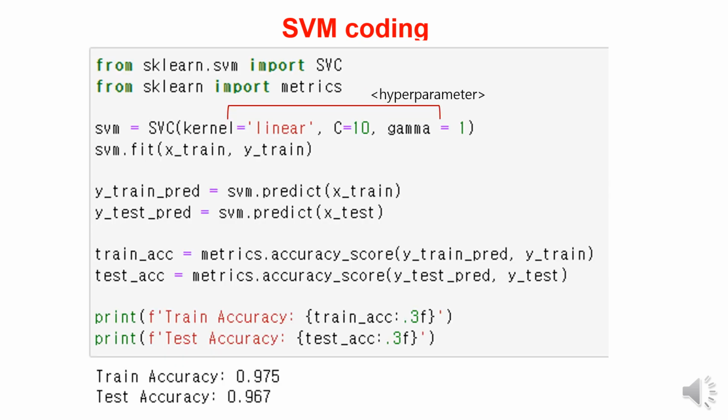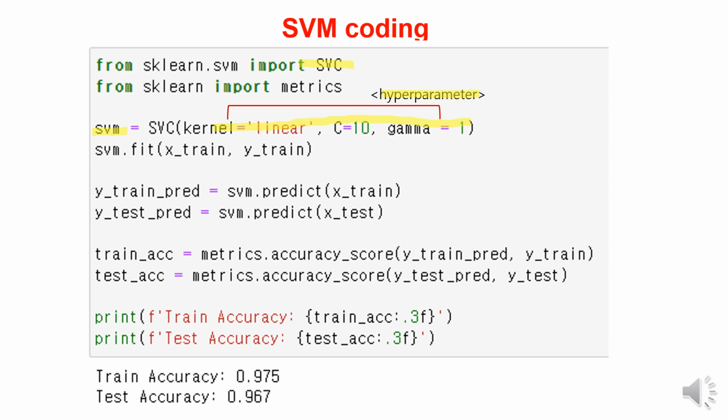To build the support vector machine model, we import the SVC library. As mentioned in the previous file, if you encounter an error stating that the library is not available, you can install it using the pip install command. After importing the library, we create a support vector machine model with a linear kernel, a C value of 10, and a gamma value of 1. We store this model in the variable named SVM. As explained in the previous slide, the kernel, C, and gamma are hyperparameters that can be adjusted.